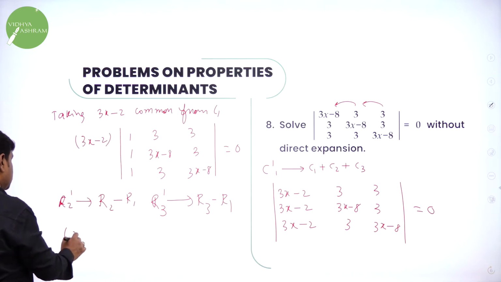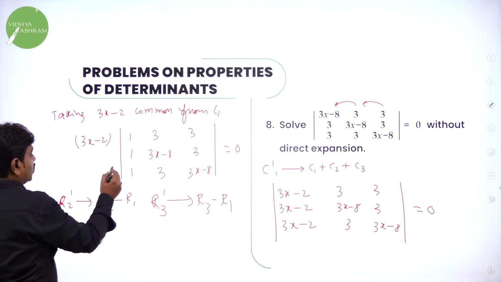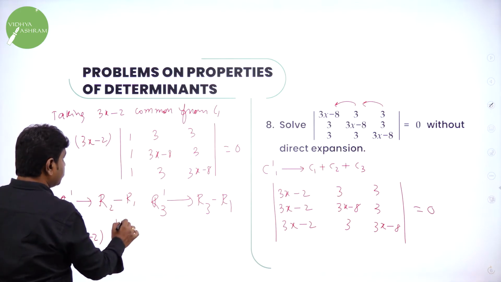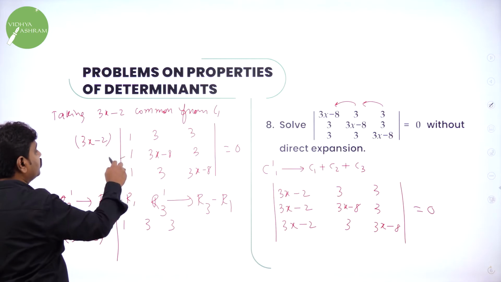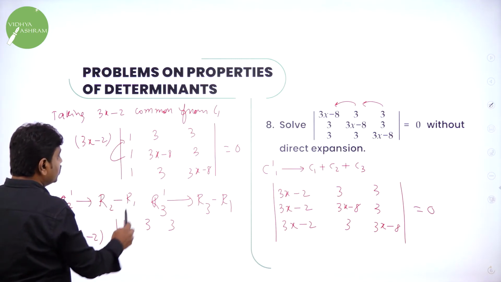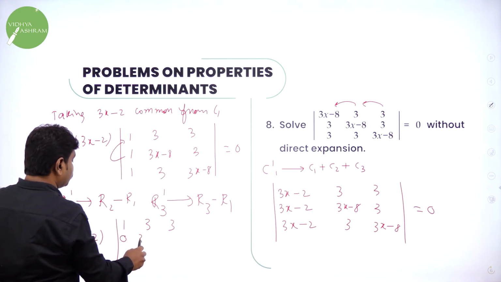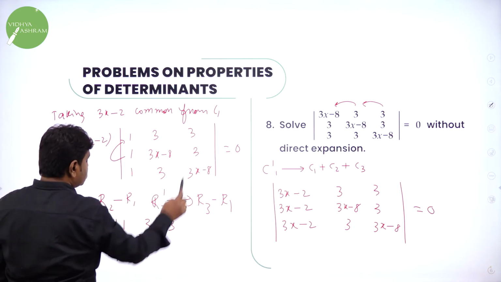So now 3x minus 2 into, R2 minus first row. We are not disturbing the first row: 1, 3, 3. Second row is what? Second row minus first row. This minus this, if you do 1 minus 1, 0. 3x minus 8 minus 3 becomes 3x minus 11. 3 minus 3 becomes 0.